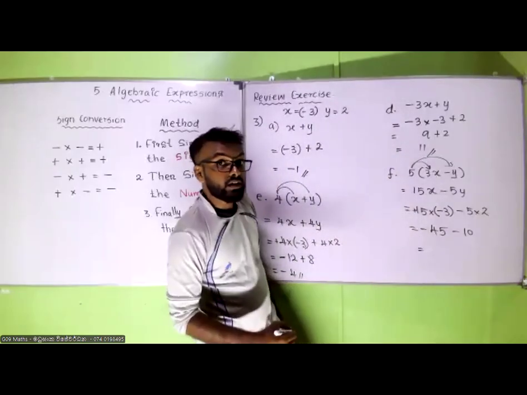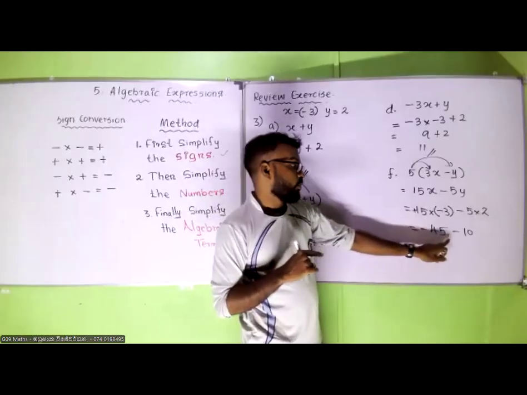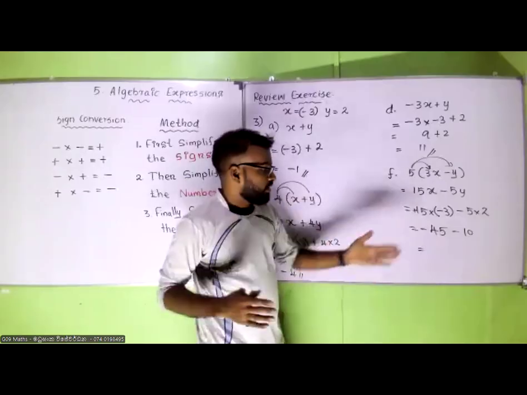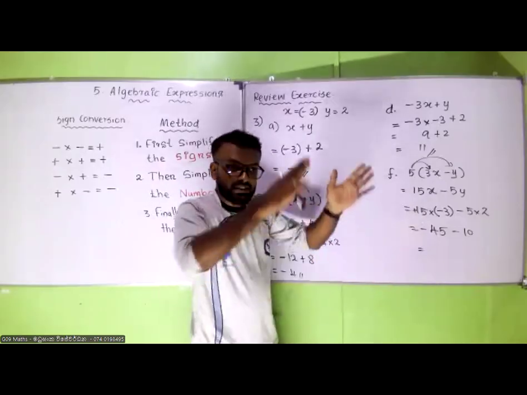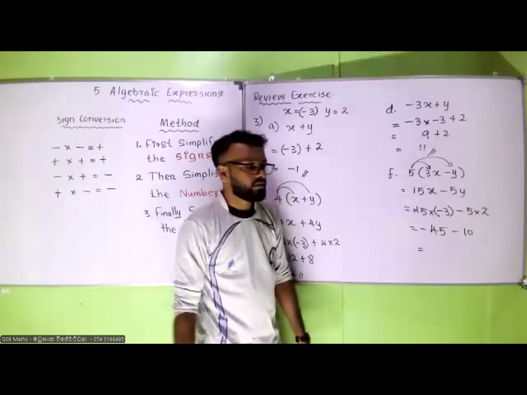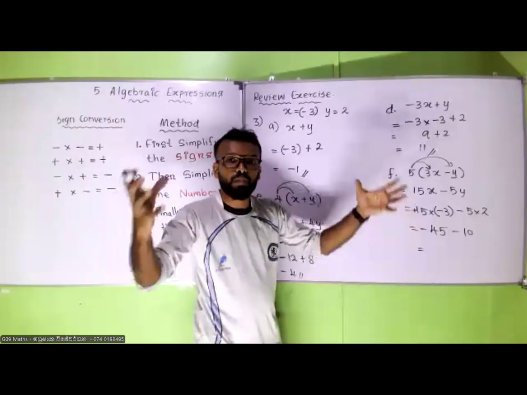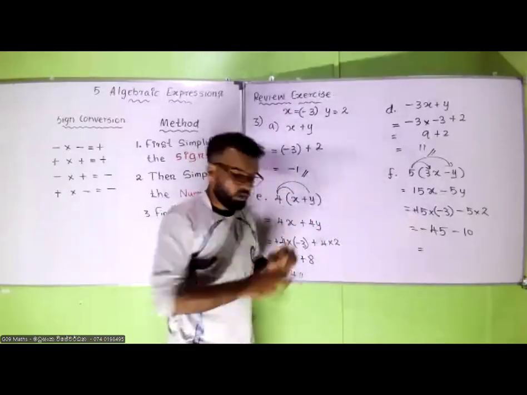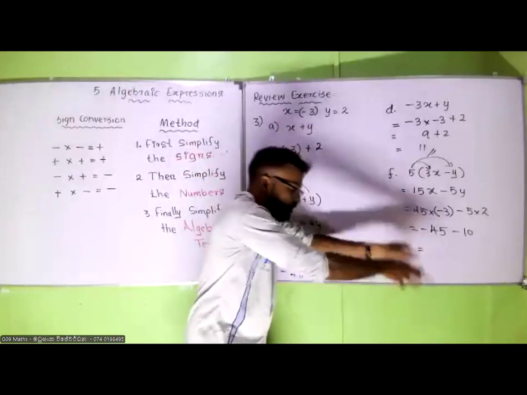What is the answer? Negative 45, negative 10. What is the answer? Then both of them are in the same boat. Both of them are negative, so 55. Yes, 55. Negative 45, I will put into the same boat. Negative 10, I will put it into the same boat.